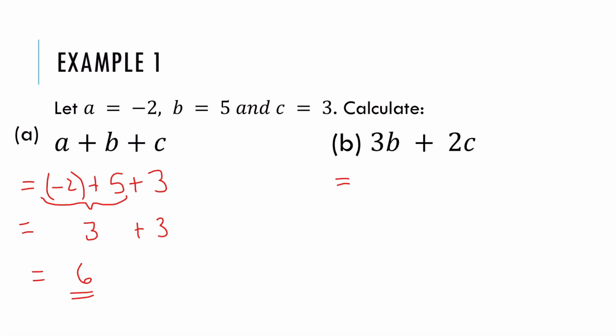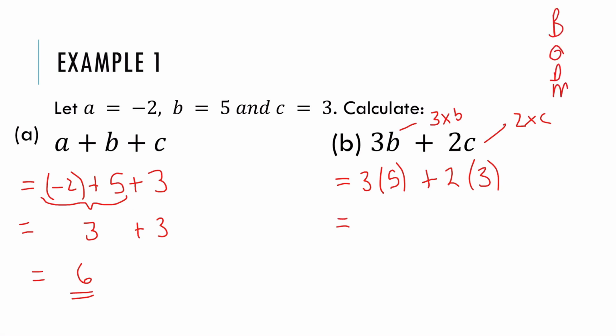In part B, I begin by substituting, so I'm going to do 3 bracket B is 5, replacing B with a 5, plus 2 bracket C is 3, replacing C with a 3. Now I need to remember what this means. 3B means 3 times B, and 2C means 2 times C. So I'm multiplying here. BODMAS tells me that I need to multiply before I add, so I'm going to deal with the 3 times 5 and the 2 times 3 before I add those numbers together.